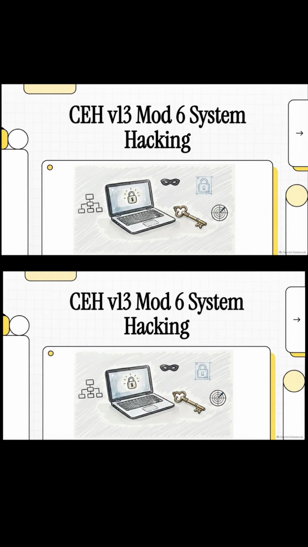You know that old saying, right? To catch a thief, you've got to think like a thief? Well, listen, if you are gearing up for the Certified Ethical Hacker version 13 exam, that is not just some catchy phrase, that is literally your fundamental operating philosophy.